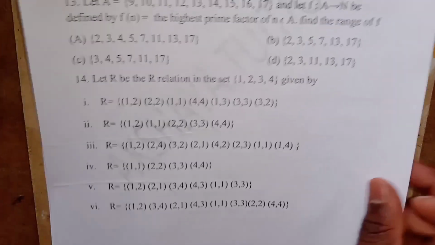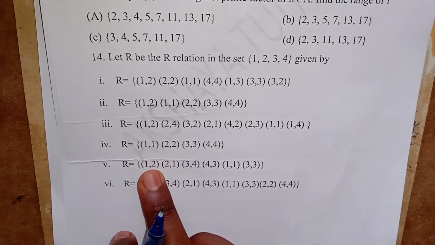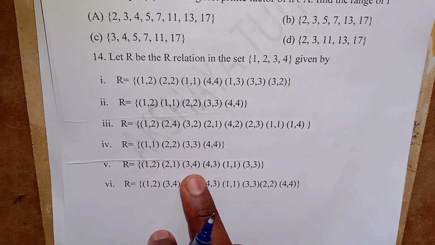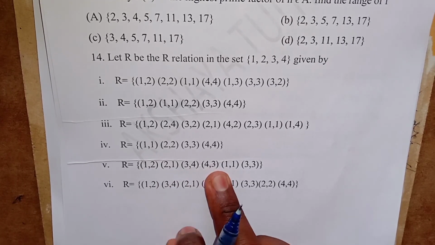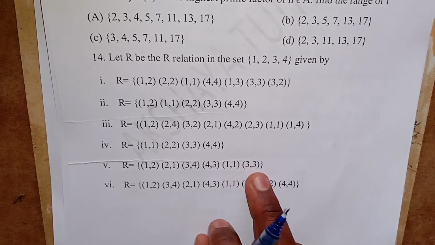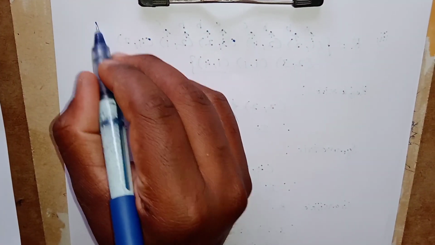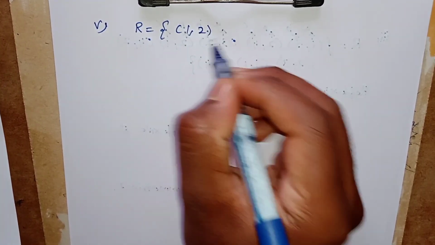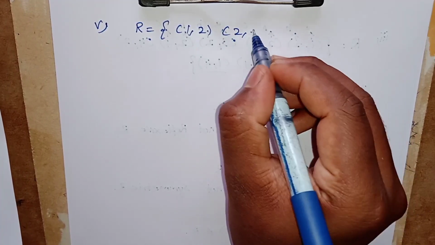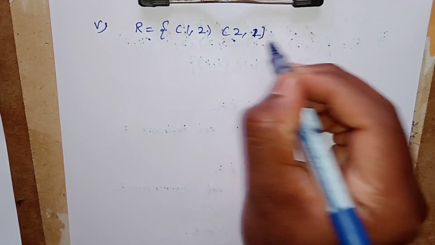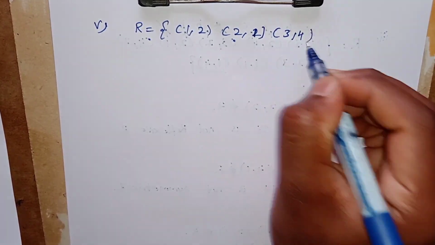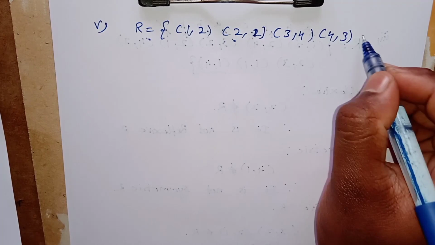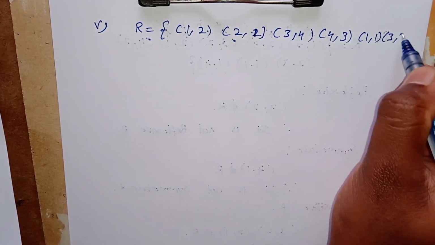Okay, next, subdivision 5. Here R equal to 1 comma 2, 2 comma 1, 3 comma 4, 4 comma 3, 1 comma 1, 3 comma 3. Here R equal to 1 comma 2, 2 comma 1, 3 comma 4, 4 comma 3, 1 comma 1, 3 comma 3.